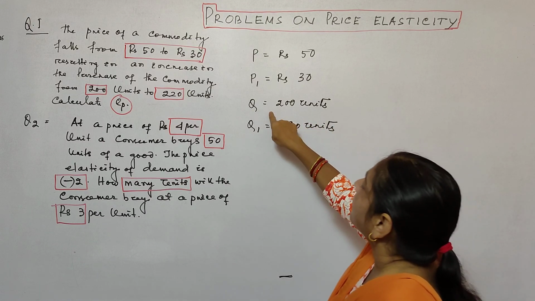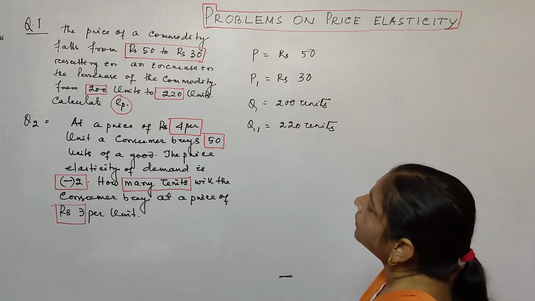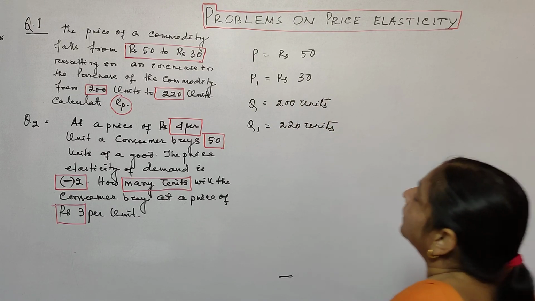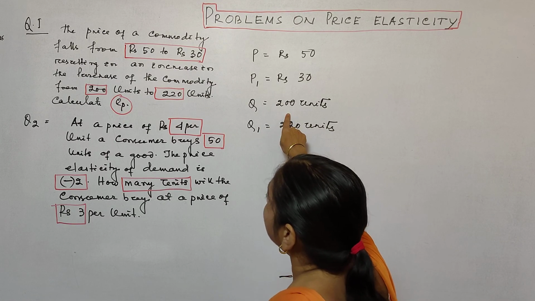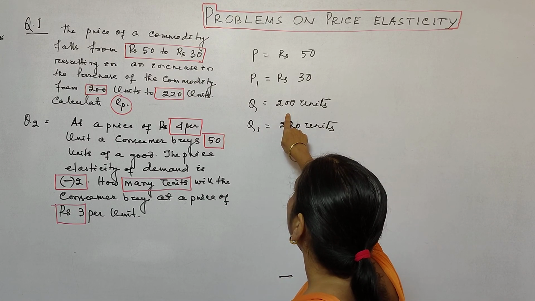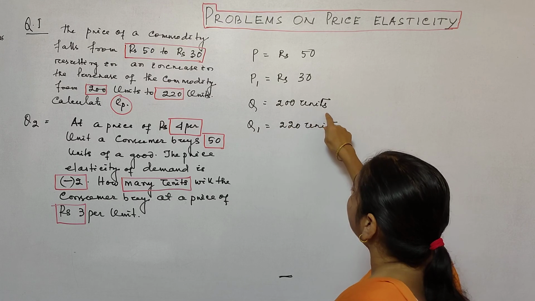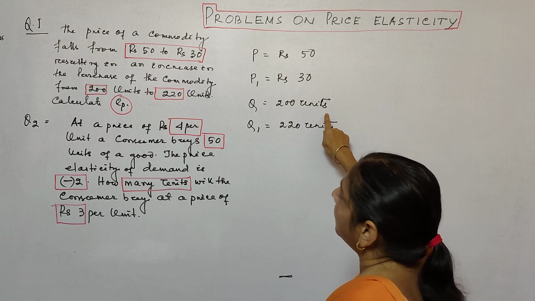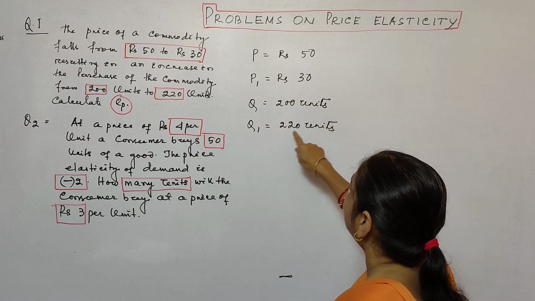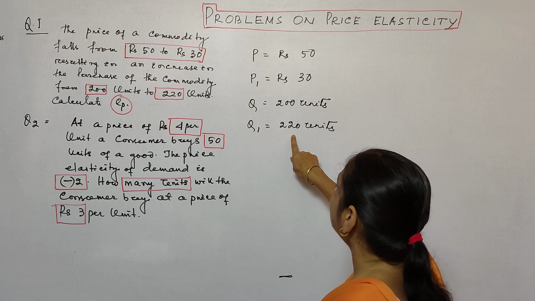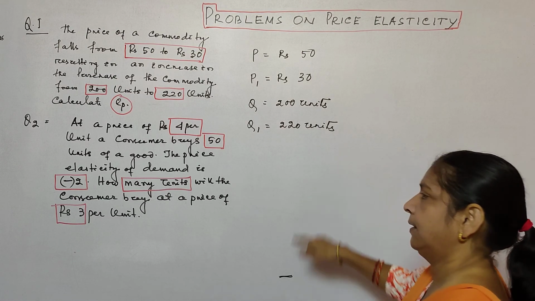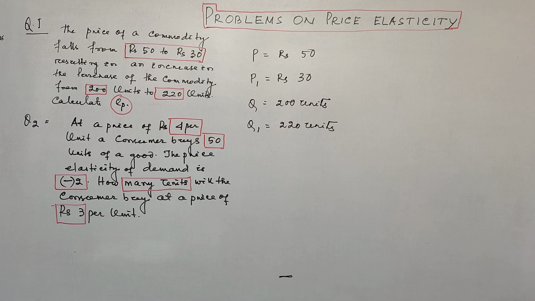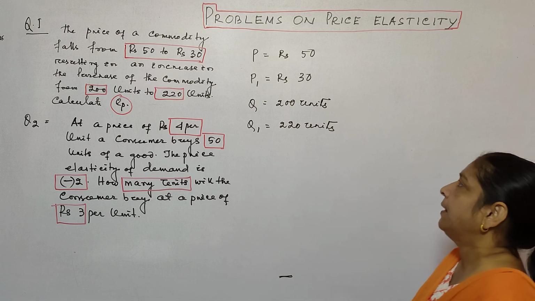Now, due to the fall in price of the commodity, the initial quantity purchased by the consumer was 200 units, and with the fall in price, the quantity purchased increased to 220 units. This is the information given to us. With the help of this information, we will calculate the value of EP.